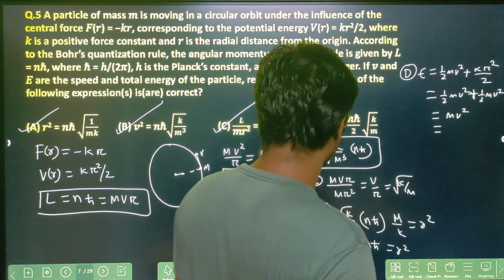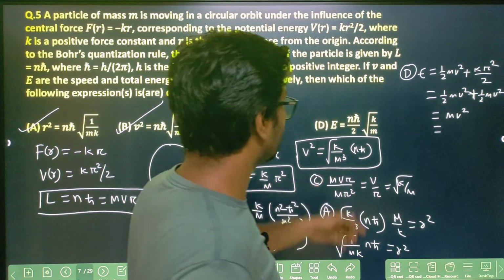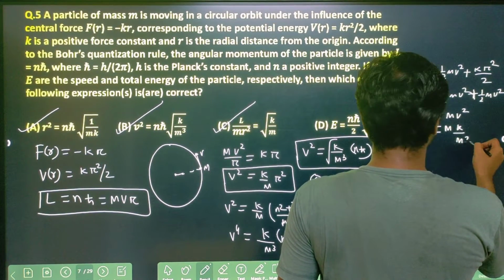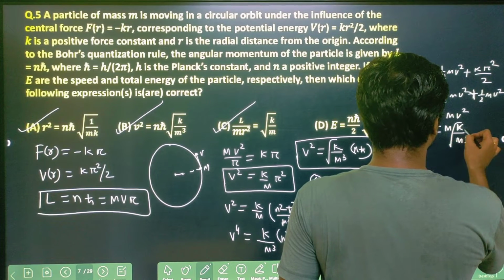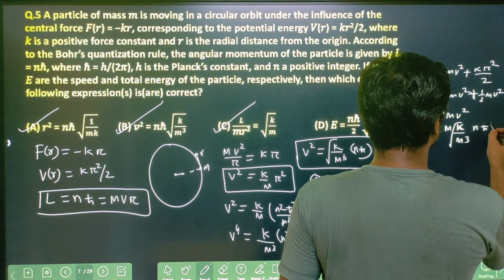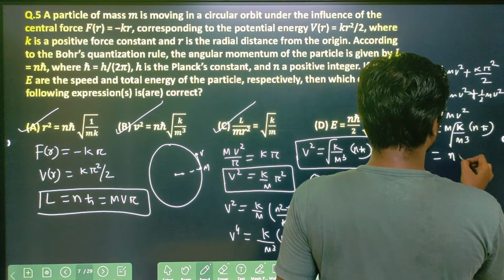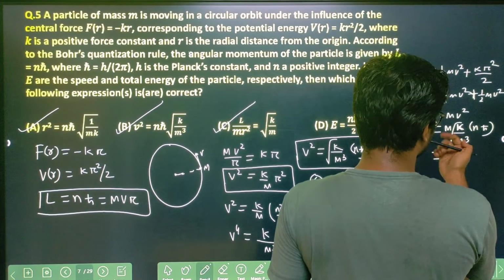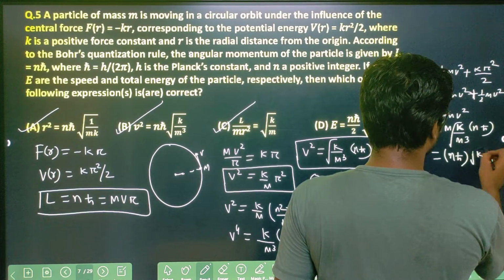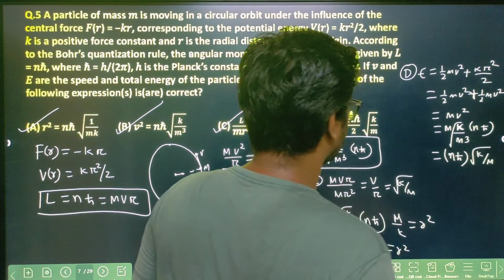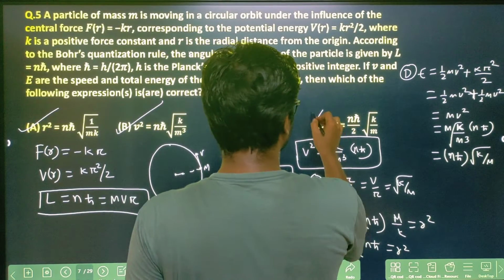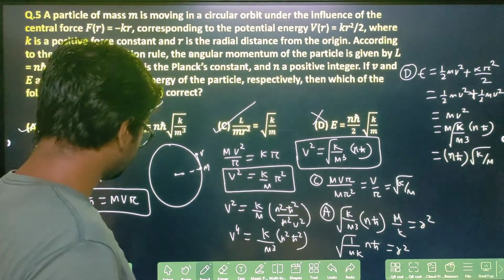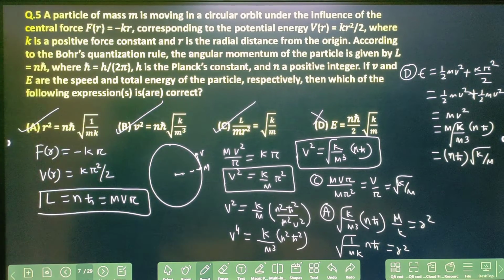So if this is coming as mv square, the v square value is known to me. I can put here m into k by m root over n h cross. Clear? So this will be n h cross, 1m will cancel out, k by m root over. Clear? So they have given n h cross by 2. So this is incorrect, right? So options A, B, C are correct here. Clear?